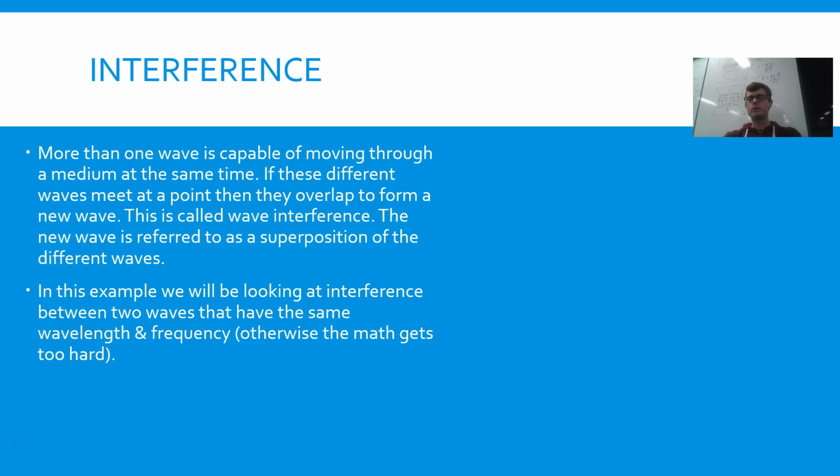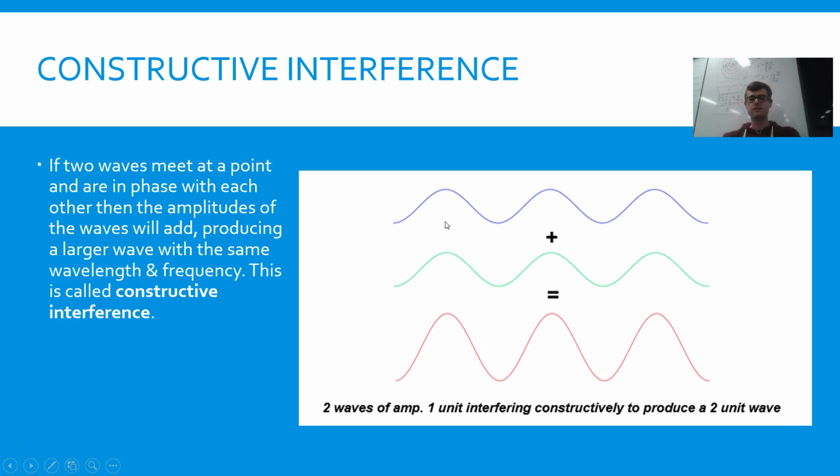What we're going to do here is look at a few examples where we have interference between two waves that have the same wavelength and the same frequency. That's important because if we don't have the same wavelength and same frequency, the maths just becomes too complicated for a year 11 level. So we'll just stick to same wavelength, same frequency.